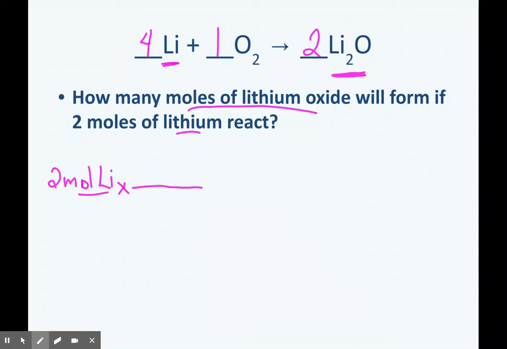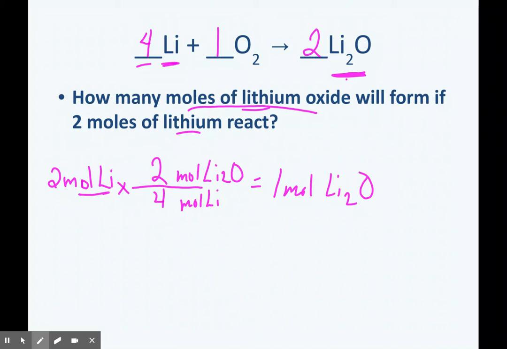So what we start with, moles of lithium on bottom. And since we have moles of a substance, now we can switch to moles of our second substance. So moles of what we're looking for, lithium oxide, which is that Li2O. And now we're ready to look at our coefficients. So Li2O is a 2 and Li is a 4. And so now we're ready to solve. 2 times 2 divided by 4 gives me 1 mole of lithium oxide for my answer.